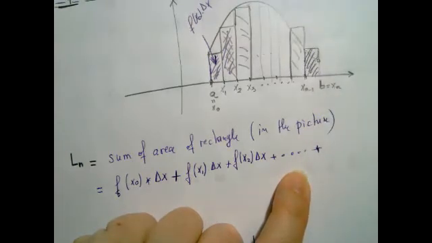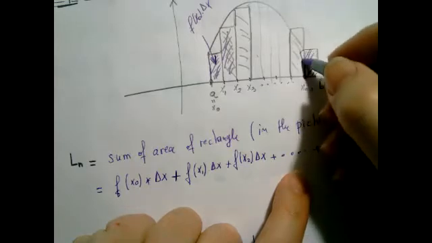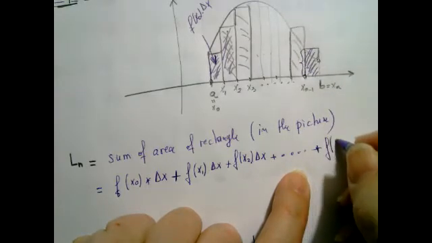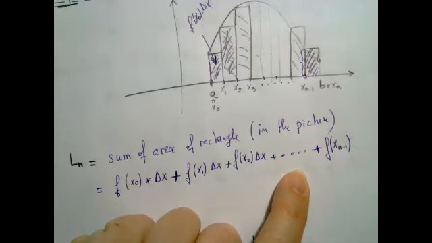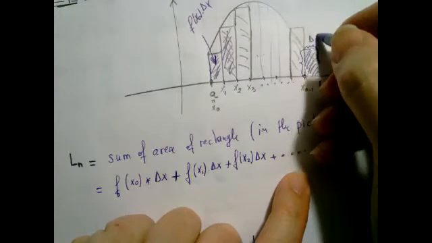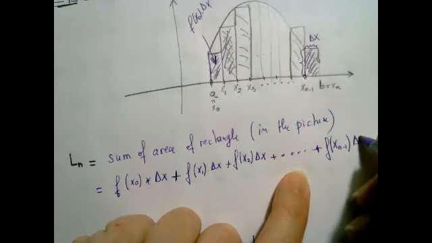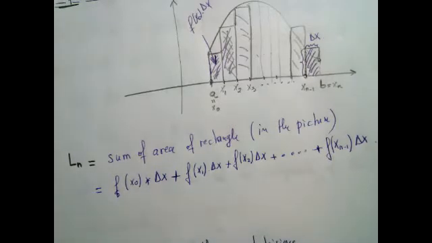That's the last area, so it's going to be the last term. The value of the function here, that's the height. It means the value of the function at x n minus 1 times the width, delta x. So that's going to be the general formula of the sum.